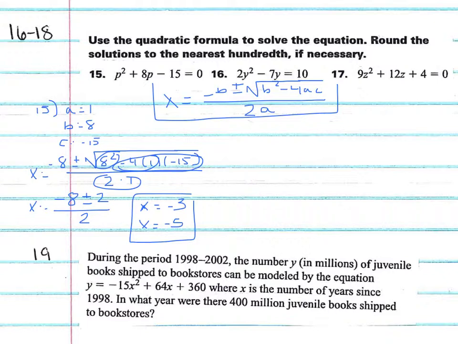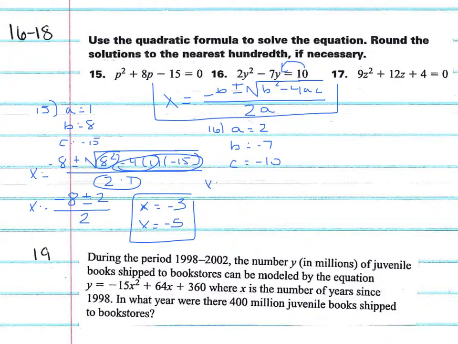We'll do the same thing on 16. Define our A, B, and our C. A is 2, B is negative 7, and that 10 needs to come over here. It was positive on the right side. When we move it over, it becomes a negative 10.